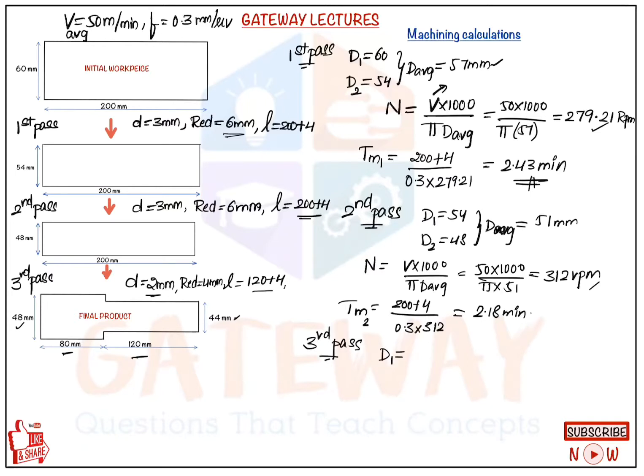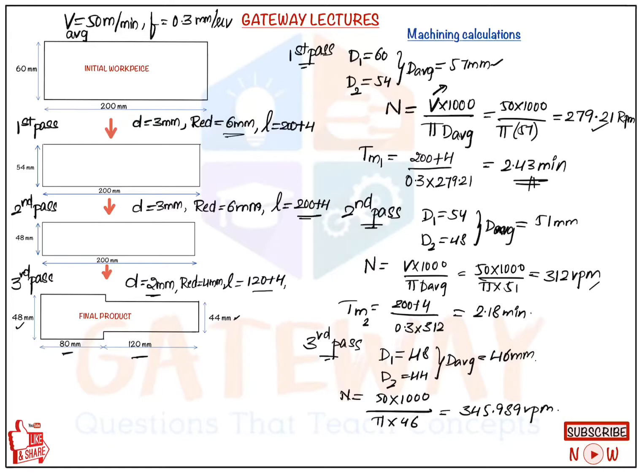And finally for the third pass, D1 was 48 and D2 is 44. From that we will get the D average as 46 mm. So D average is known. We will calculate the value of N. N is equal to 50 into 1000 upon pi into D average, 46. From that we will get the value of N as 345.989 RPM. See, the RPM value is increasing as the diameter is getting reduced.